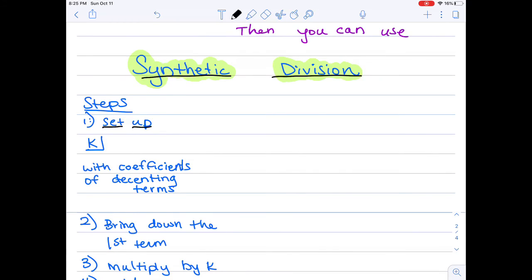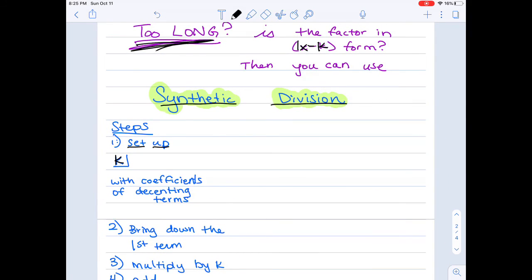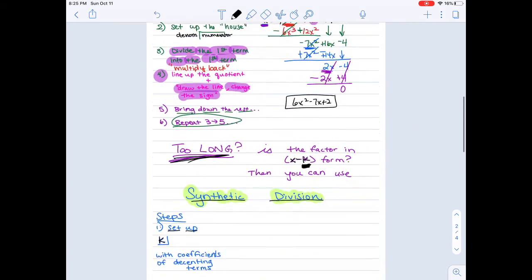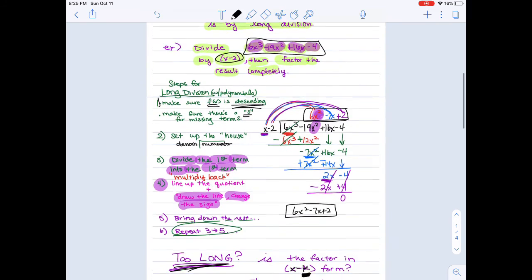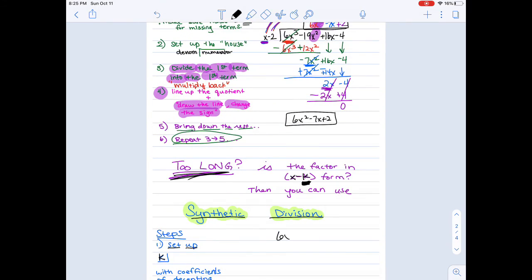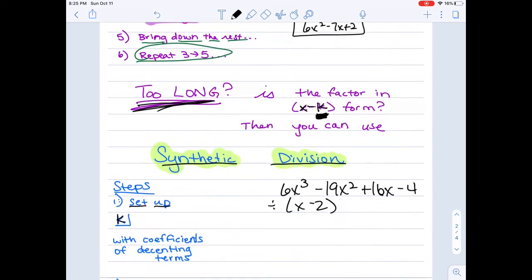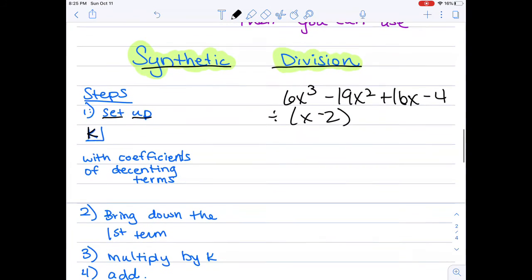We're going to set up this value of k that comes from x minus k right here. So whatever this number is right here, that value of k, if it was x minus 2, we would put 2 in the value of k. So let's go back to that original equation where they asked us to do 6x cubed minus 19x squared plus 16x minus 4, and we're going to divide it by x minus 2. So if we're going to use synthetic division, here is how we would do it.